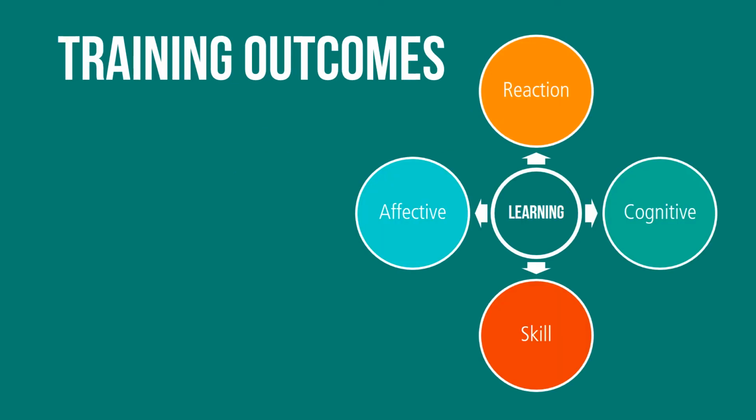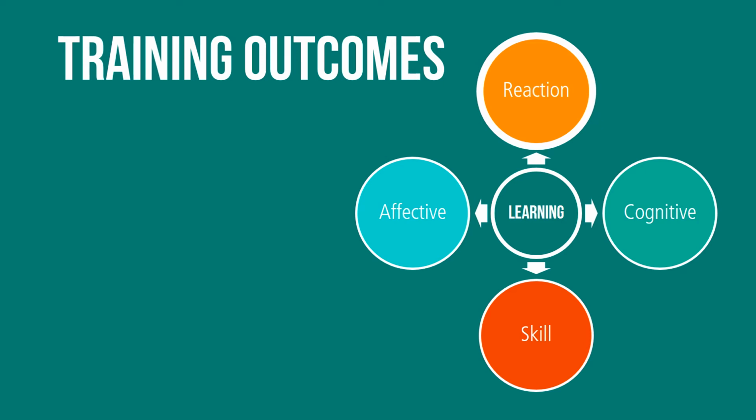To evaluate its training program, a company must decide how it will determine the program's effectiveness. That is, it must identify what training outcomes or criteria it will measure. This figure shows categories of training outcomes: reaction outcomes, learning or cognitive outcomes, behavioral and skill outcomes, and affective outcomes. Let's explore each.